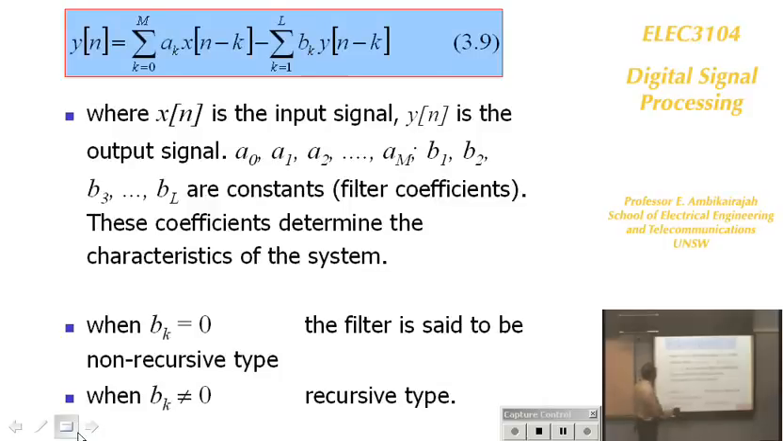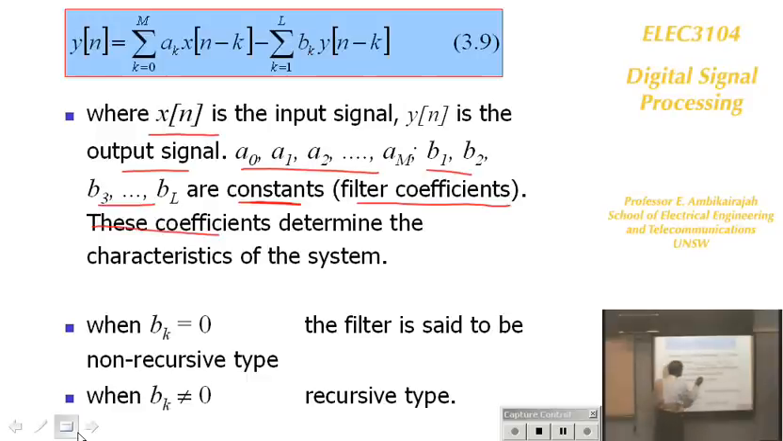So, when Xn is the input signal and Yn is the output signal, A0, A1, V1, V2 are called constants, or filter coefficients. These coefficients, which we will learn in chapters 4 to 5 how to actually calculate, characterize the system. It characterizes what the system is. So I've written the equation again here for you.